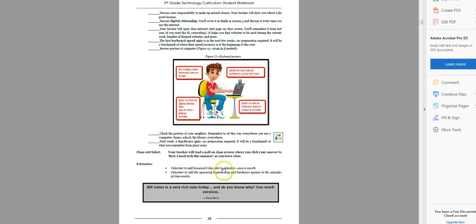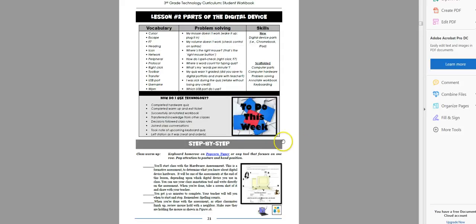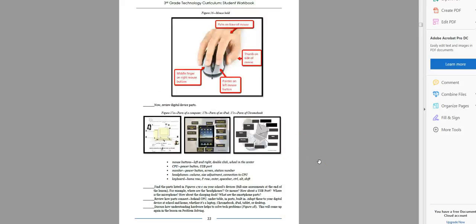They can volunteer to add the homework due date to the calendar. Now, they might not know what the calendar is yet, but they will next week because you deal with digital tools next week. And same with upcoming keyboarding and hardware quizzes. So the hardware quiz is next week. And there it is.